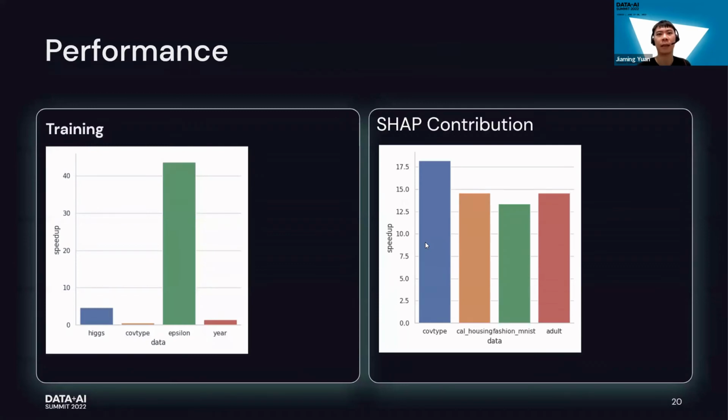This is a comparison for GPU and CPU. On the x-axis is the name of the dataset, and on the y-axis is the times of GPU speedup. The code for producing these benchmark results is openly available, and users can try to reproduce the results by themselves.